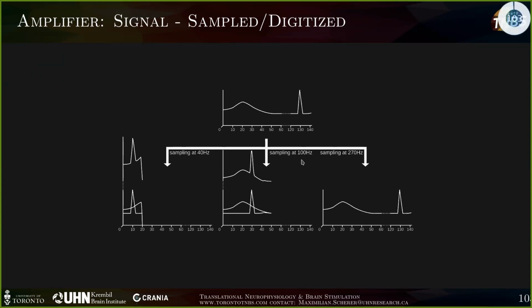The other option would be to sample at 270 Hertz, for example. Then we're going to get a proper representation of our signal, because the high frequency we had was 130. 130 times 2 would be 260, and with 270, we are well beyond that.